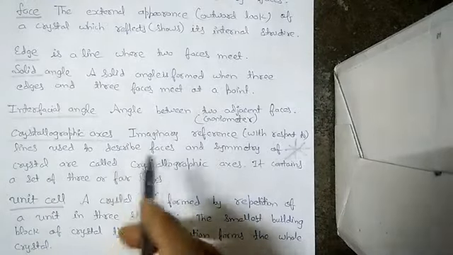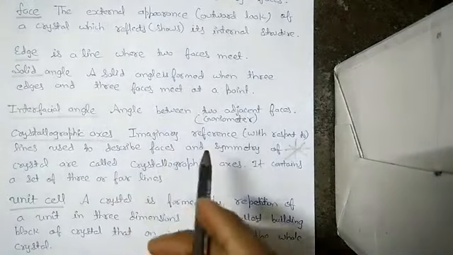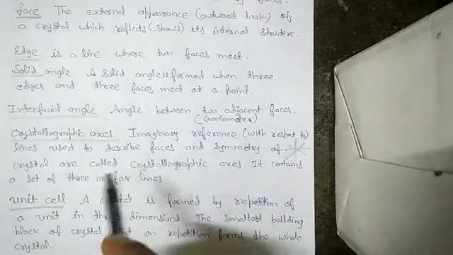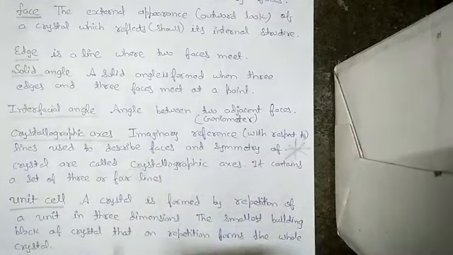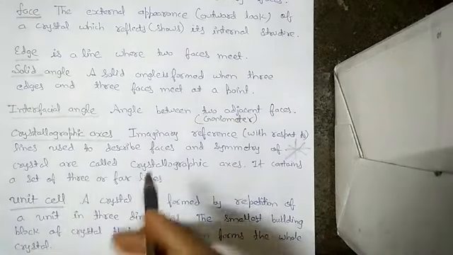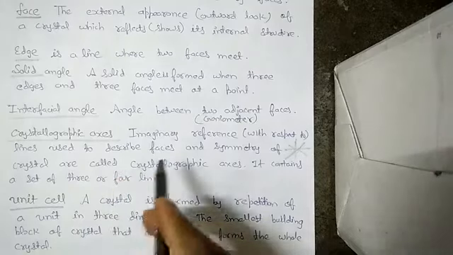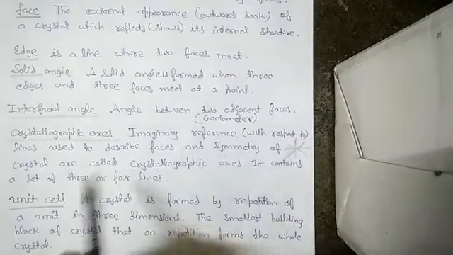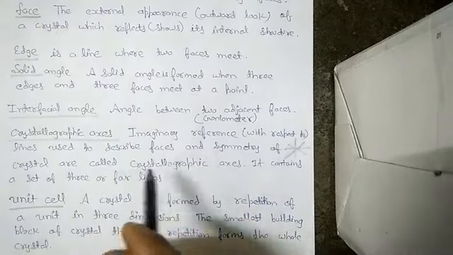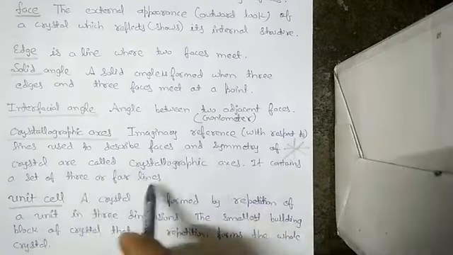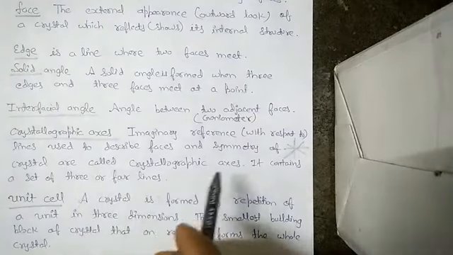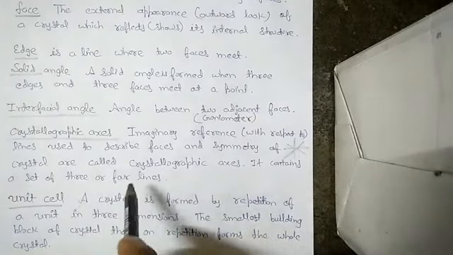What are crystallographic axes? Crystallographic axes are imaginary reference lines. Reference lines means that with respect to them we describe the faces and symmetry of a crystal. The imaginary reference lines used to describe faces and symmetry of a crystal are called crystallographic axes. It contains a set of 3 or 4 lines. For 3D, it contains 4 lines.